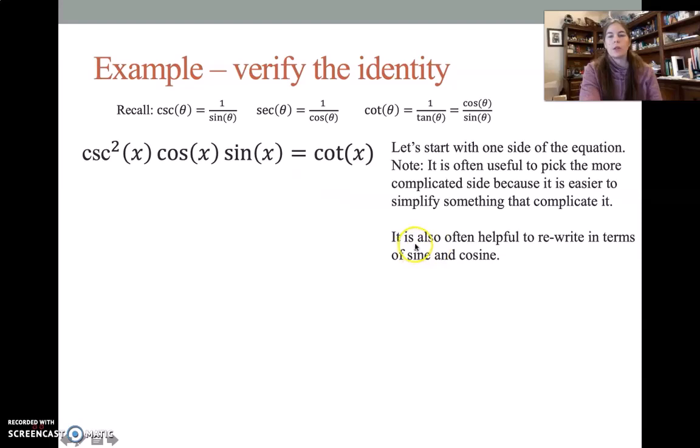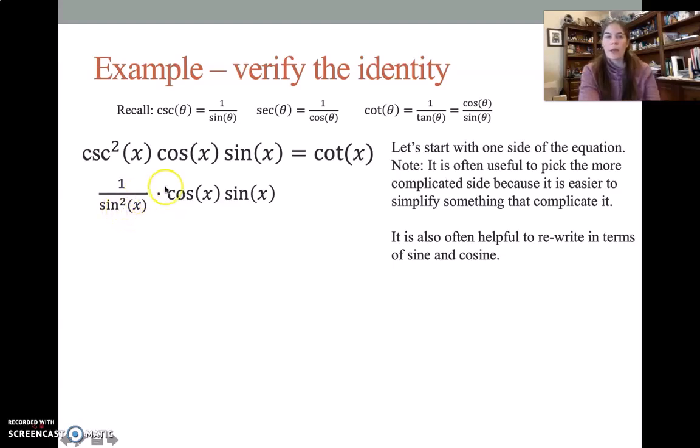And then also note here that it's often helpful to rewrite things in terms of just sine and cosine, right? That gets us all kind of working in the same variables. So that's really going to be my first step. Instead of writing cosecant squared of x, I'm going to write 1 over sine squared of x.